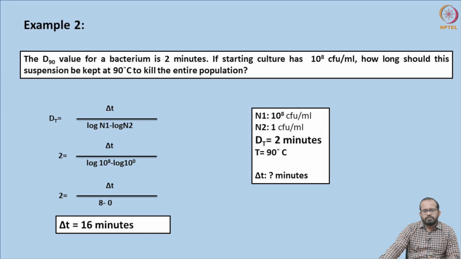So here what they have given is the initial number of population, N1, which is 10 raised to 8 CFU per ml. N2 is given, which is 1 CFU per ml. And the D value is already given, which is 2 minutes. The temperature is also given, which is 90 degrees Celsius. So we need to find out delta T, which means the period of heating. Using this formula, you can find out that delta T is 16 minutes.